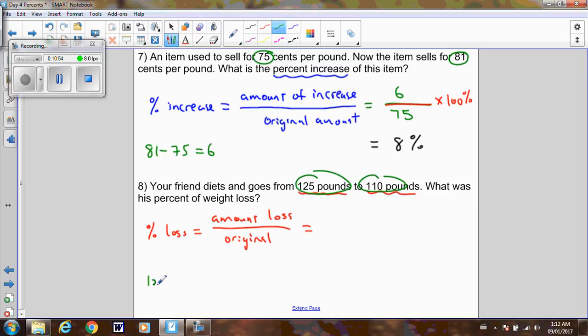Okay, so let's do a bit of math. Again, you don't need to write this down. You could just type it into your calculator. So 125 minus 110, that's equal to 15. So that means he lost 15 pounds here. Okay, that's the amount of loss. Now the original, well, how much did he weigh originally? Well, he started with 125 pounds, so we're going to write the number 125. But don't forget, you always have to multiply by 100% if you want to find the percentage increase or decrease. So on your calculator, you would do 15 divided by 125 times 100. Please try it out on your calculator and see if you can get this number. The number that you should get here is 12%.